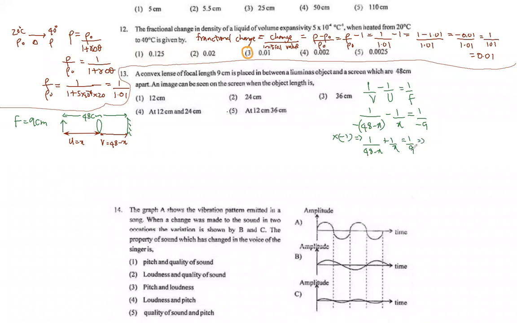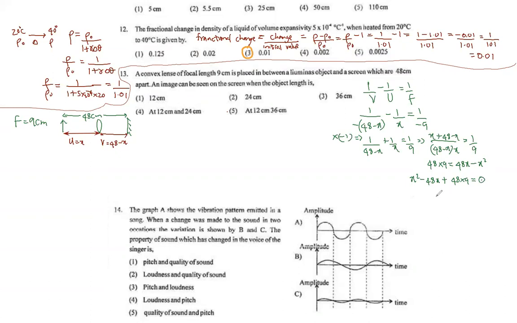I think we can take LCM here. It will be (48 minus x) into x, and on top x plus 48 minus x, and that is equal to 1 over 9. Then I'm getting 48 into 9 equal to 48x minus x squared. So x squared minus 48x plus 48 into 9 is equal to 0.